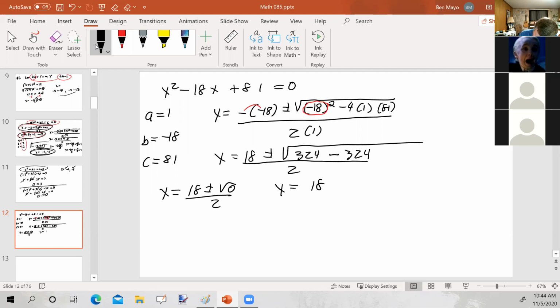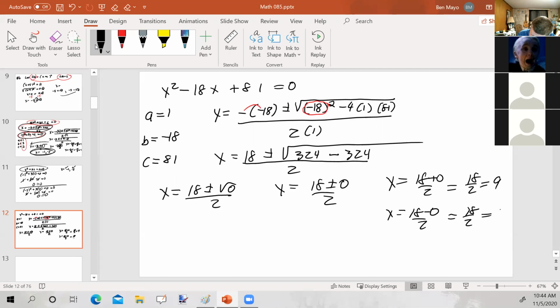x equals 18 plus or minus, well, the square root of 0 is 0, over 2. So x equals 18 plus 0 over 2, 18 minus 0 over 2. Well, 18 plus 0 is 18, divided by 2 is 9. 18 minus 0 is 18, divided by 2 is 9. So in fact, we get two identical solutions. There are two solutions, because, as is always true with a second degree equation, but they happen to be the same. So we could say x is 9, and let's see.